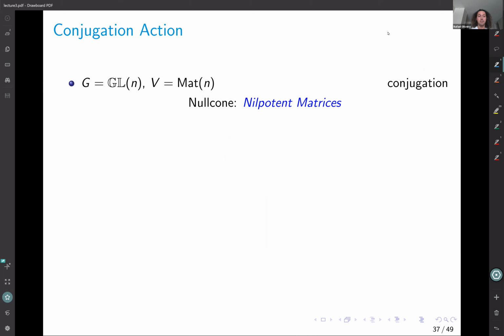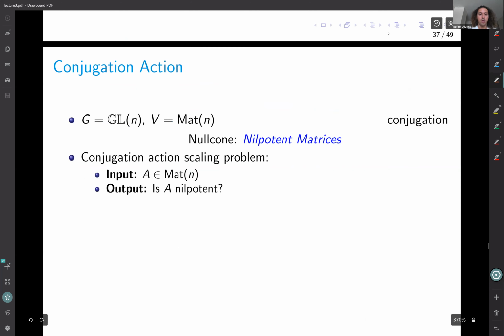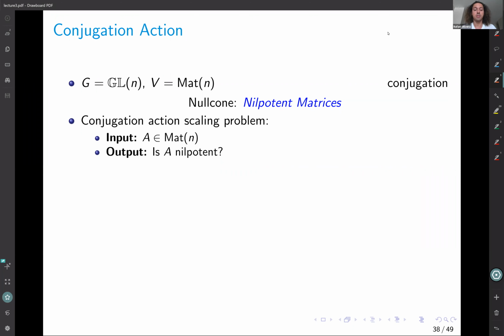Here, we have the group G, which is the general linear group, acting on the space of matrices via conjugation. And here the null cone is the set of nilpotent matrices. If you remember the action, an element G will act: if I have an element A of our vector space V, the action of the group G will take A to G A G inverse. Okay, and what is the conjugation action scaling problem here?